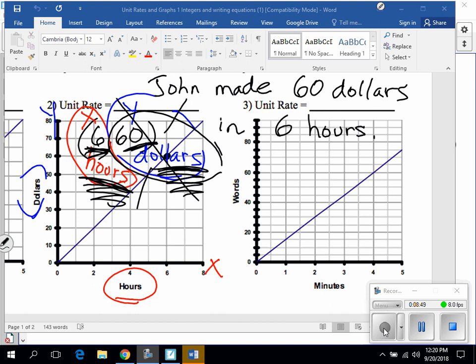Now, I just made up the part about John. There's nothing in this graph that uses the name John. I'm just trying to make up some story. So you could put in any person or any story. You could add more details. If you want to say, John works at Best Buy and he makes $60 every 6 hours, you could say 2 sentences like that to describe the meaning. You can make up your own story as long as you have the 6 attached to the hours and the 60 attached to the dollars.